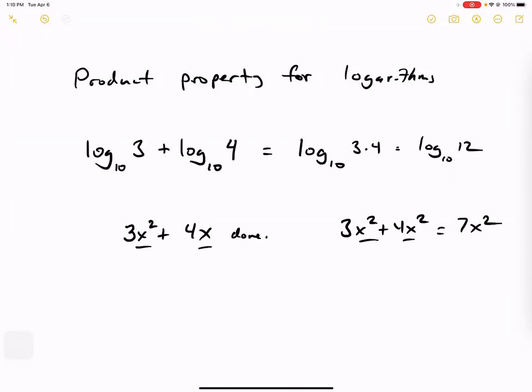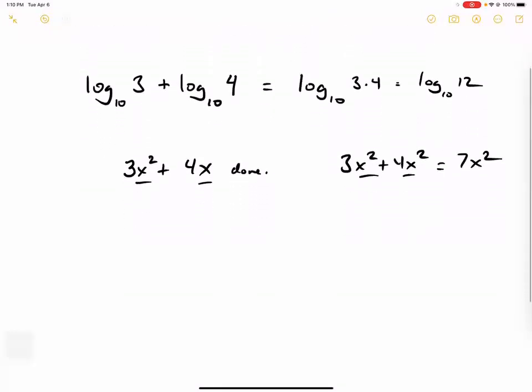But for logs, it doesn't act this way. If I'm adding on the outside, I'm actually multiplying on the inside. Now, why does that work? So let's go ahead and look at this using some other numbers. Let's use log base 10 of 100 plus log base 10 of 10, using 10 as an easy number.